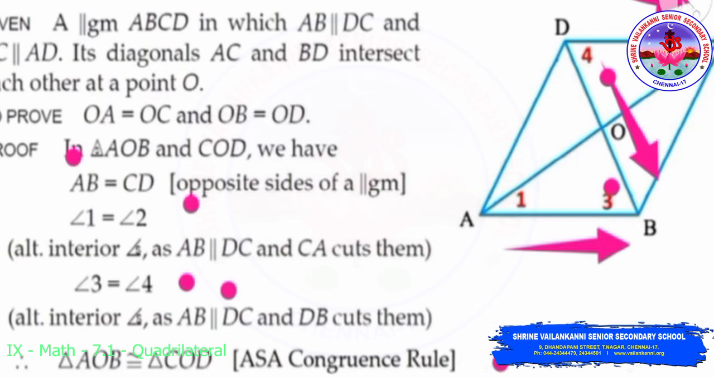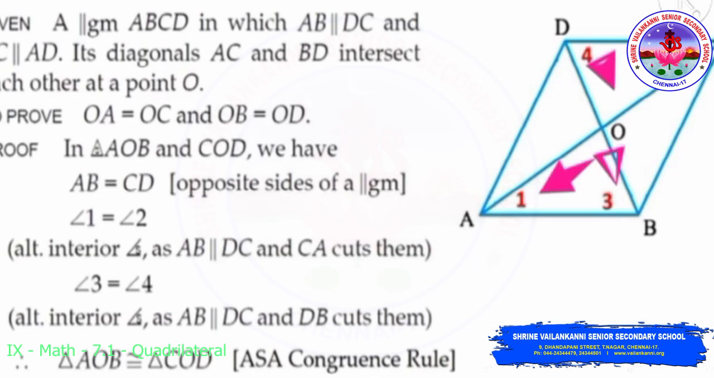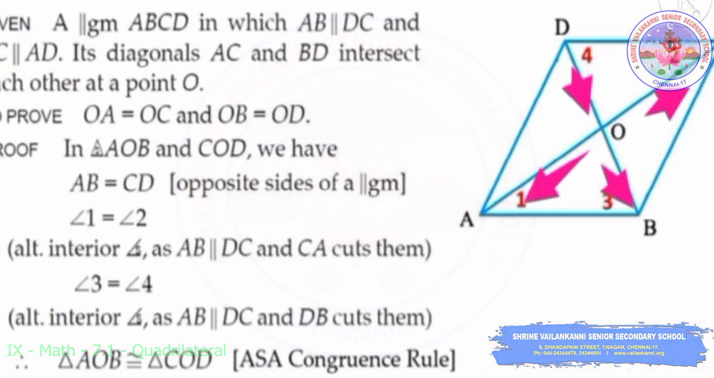So by ASA congruence rule, triangle AOB is congruent to triangle COD. Hence I got OA is equal to OC, OB is equal to OD. So these sides form the corresponding sides of the two triangles AOB and COD. So I can relate by CPCT, OA is equal to OC, OB is equal to OD. Hence we proved that the diagonals of the parallelogram bisect each other.